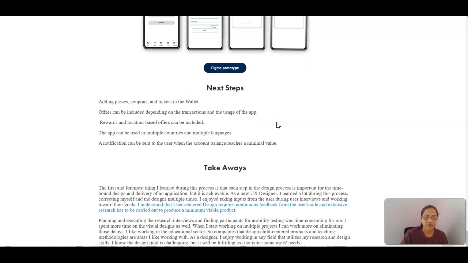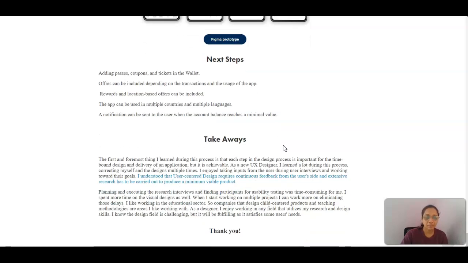What I'm planning to add to my next version are certain new features like adding passes, coupons and tickets in the wallet, and giving offers depending upon the transaction and the usage of the app, and rewards and location based offers. And the app can be used in multiple countries and with multiple languages.